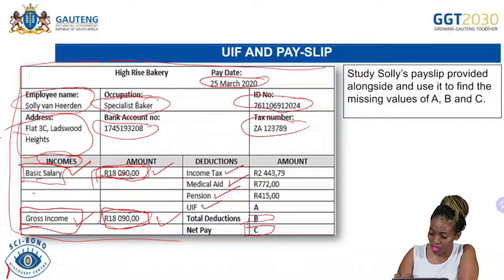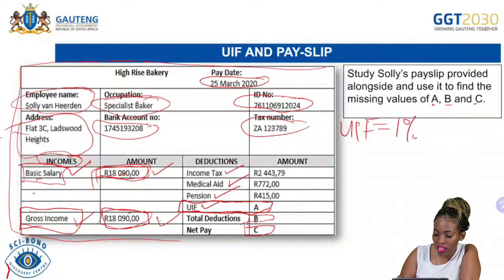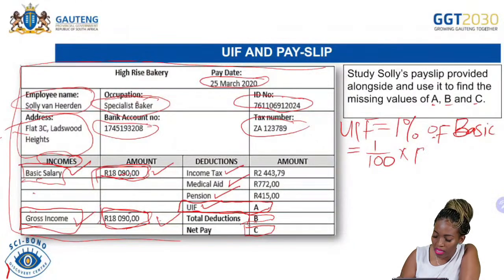Now let's see. They want us to find the value of A, B, and C. Let's start with A. What is A? A is the UIF contribution. And we all agree that UIF is calculated at what? At 1%. So UIF, we are going to say it is 1% of what? Of basic. So now let's write this 1% as a fraction. It's 1/100. The "of" means we multiply.